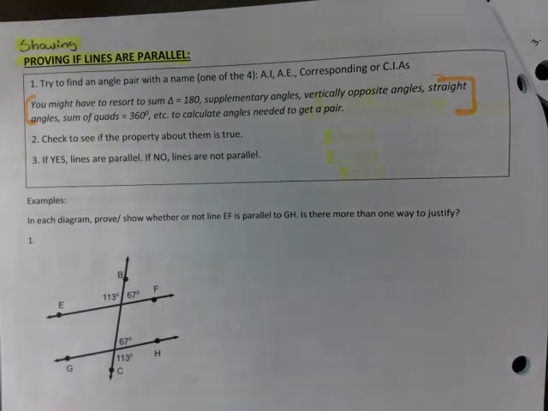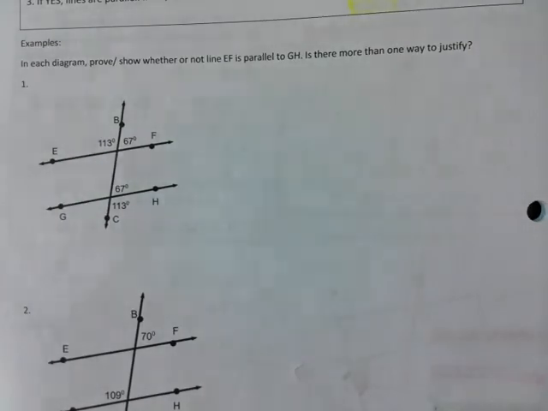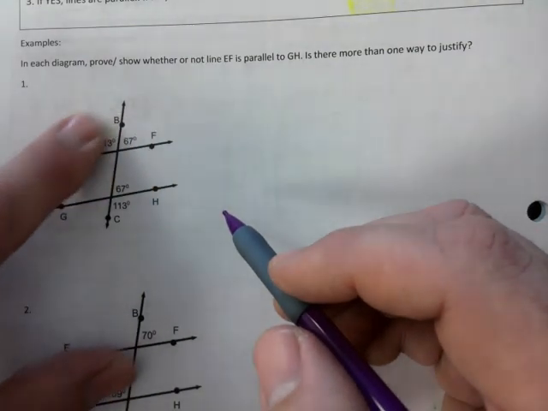So here we go. In each diagram, prove or show whether or not line EF is parallel to GH. Is there more than one way to justify? And the answer is yes. Usually there's more than one way. Okay, so let's look at this.